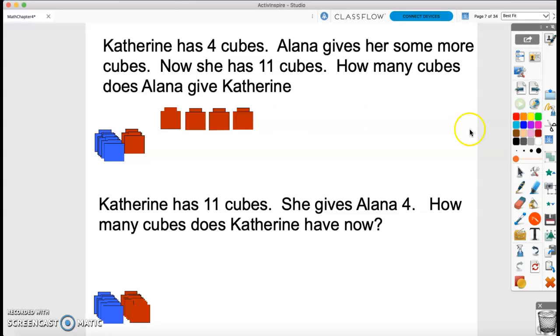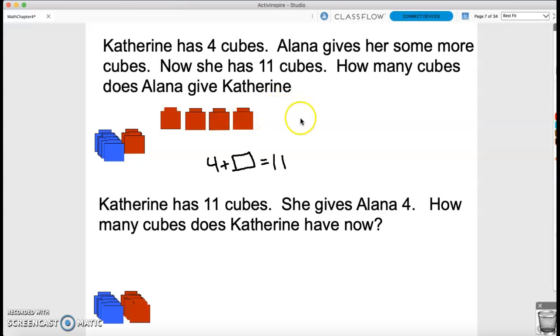And Alana gives her some more. So if I were to write a number sentence to match that, I would have Catherine has 4 cubes plus Alana gives her some more. And I'm not quite sure what some more is at this point. But I know she has 11 now. So I'm going to count up. So I have 4, and now I'm going to continue on and get to 11.